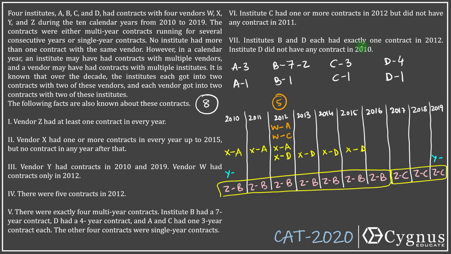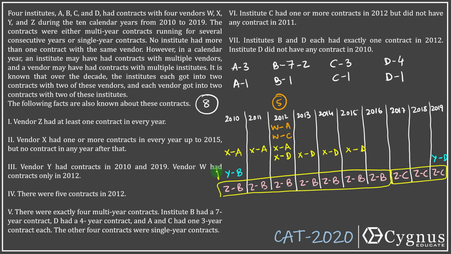Institute D did not have any contract in 2010. So this must not be a contract with D. Then it can be a contract with whom? A has already had two contracts. C has already had two contracts. D cannot have a contract here. That means this must be Institute B and this must be Institute D. And that's it. We are done with all the contracts here.